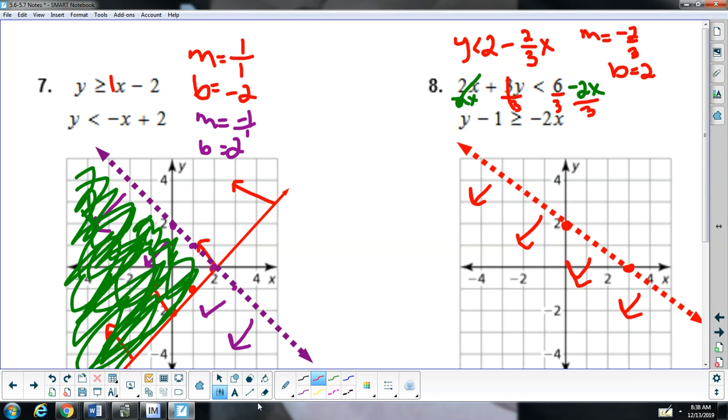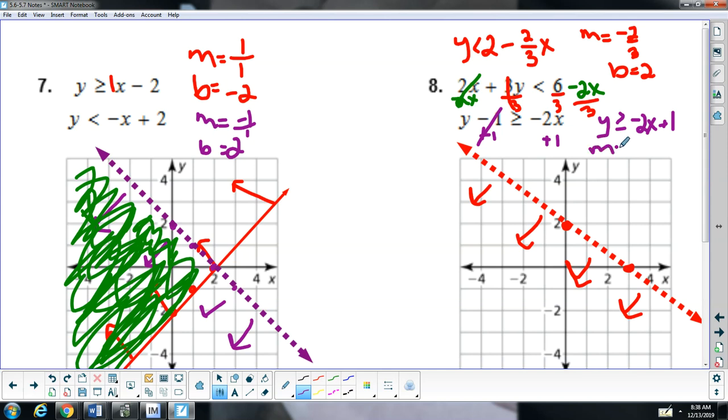Then my next inequality. I need to get the y by itself, so I'm going to add 1 to both sides. So on the left, I have y, my inequality sign, greater than or equal to. I cannot add a 1 to a negative 2x. One has an x and one doesn't. So I'm just going to leave this, negative 2x plus 1.